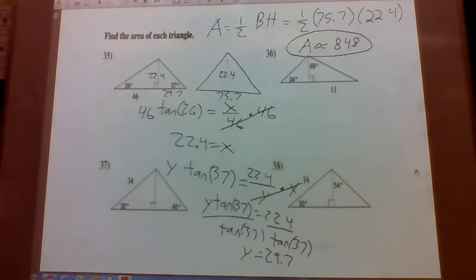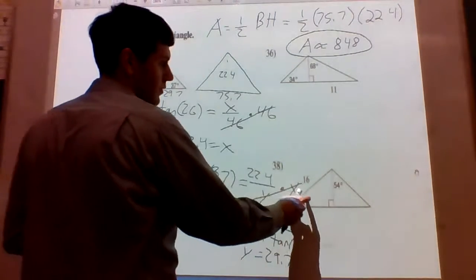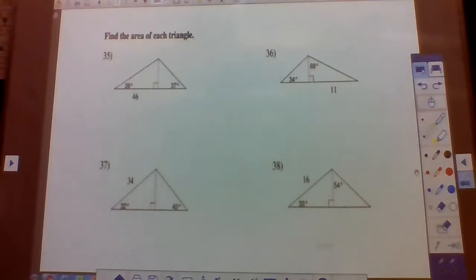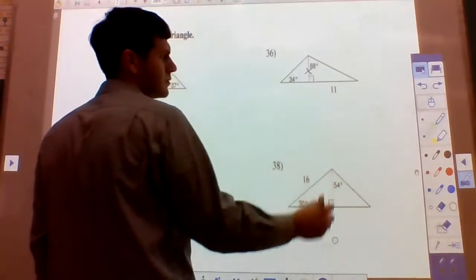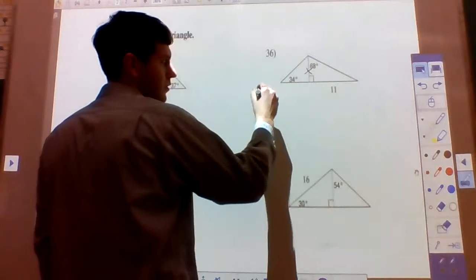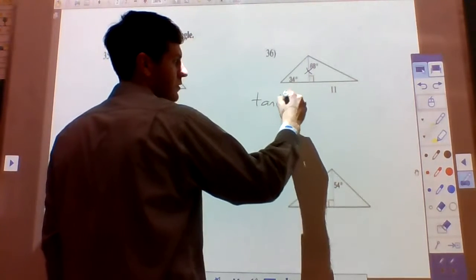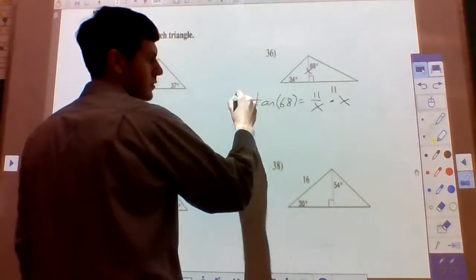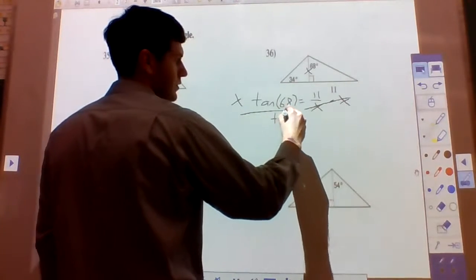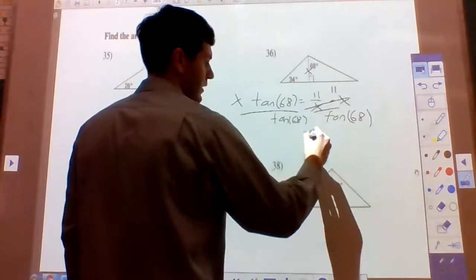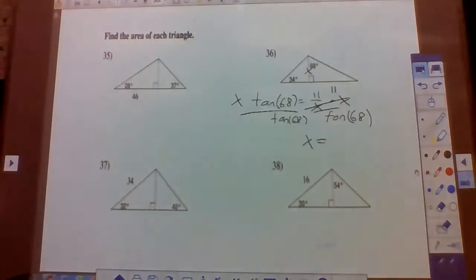I'll do 36. Sure, I'll do 36, and then you guys can, again, if you want the extra credit, do 37 and 30. All right, so 36. So let's find the altitude here. Let's call it x. So we want to use 68. So 11 and x, that's opposite and adjacent. So that's tangent of 68 is going to equal 11 over x. Multiply both sides by x. Divide both sides by tangent of 68.